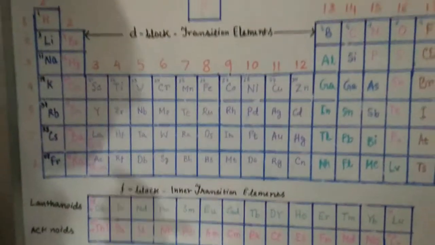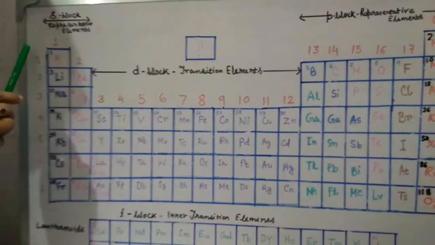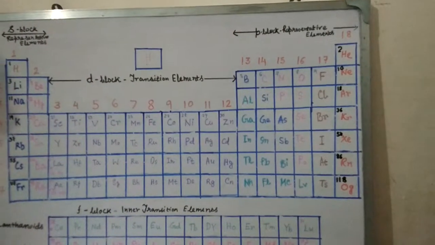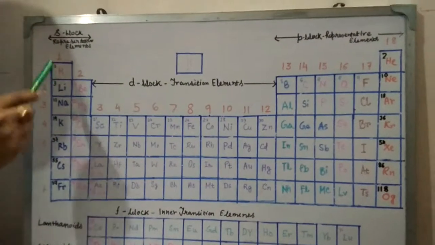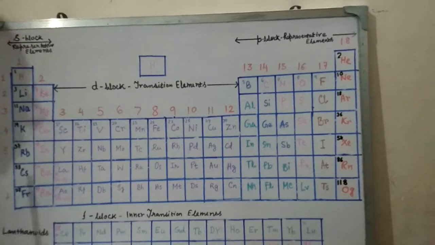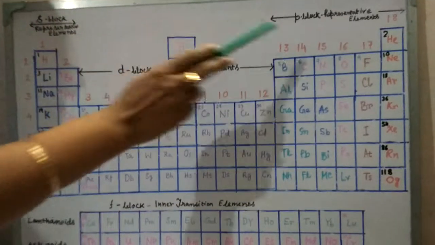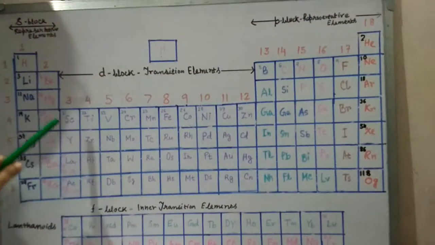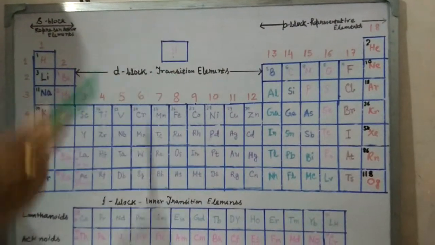So here is the periodic table I have drawn. You can find here elements with atomic number 1 to elements with atomic number 118. You know that here we have 7 periods and we have groups 1 to 18, that means 18 groups. Some blocks are here: s block elements, p block elements, d block elements. The s block and p block elements are called representative elements. And the d block elements are called transition elements.